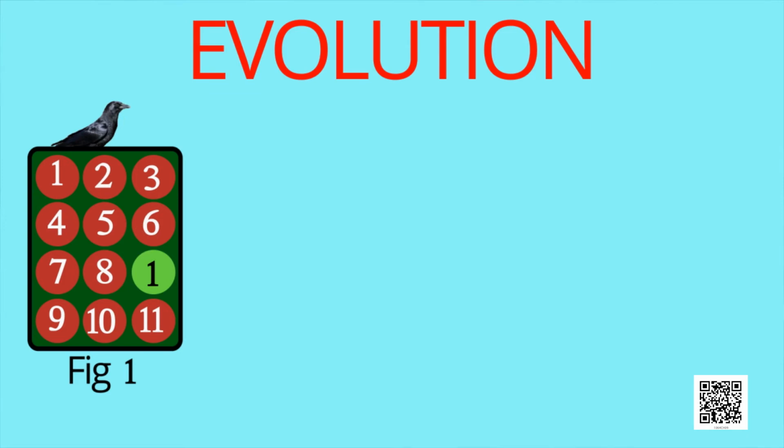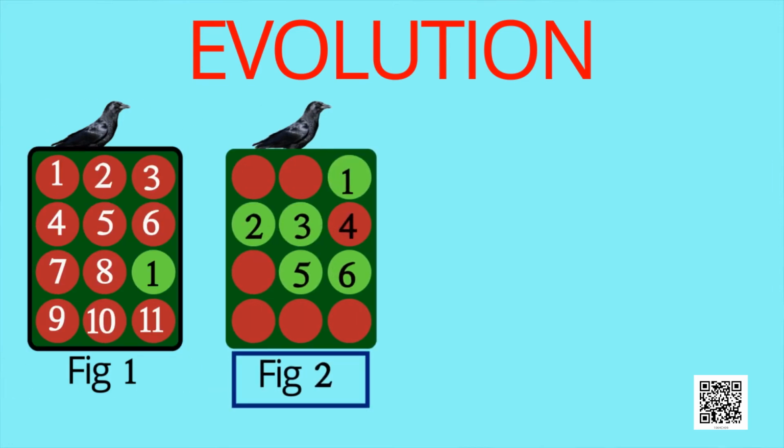Now, what do you see in the second picture? Yes, the number of green beetles has increased, while that of red beetles has started decreasing. Or in other words, you can say that the progeny of green beetles is not eaten by the crow, so their number is increasing, while the progeny of red beetles continues to be eaten by the crow, so their number in the beetle population is decreasing.